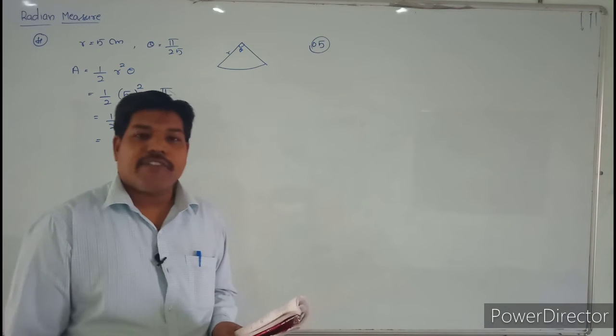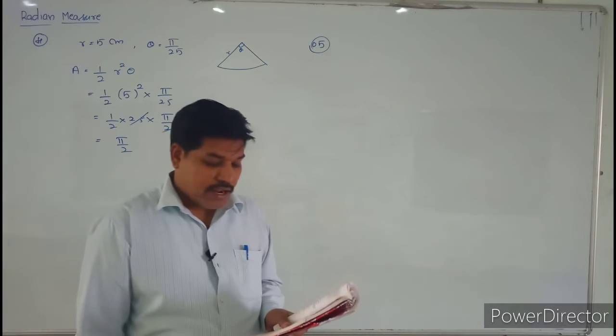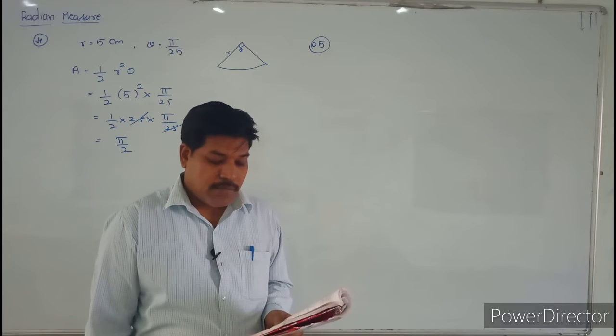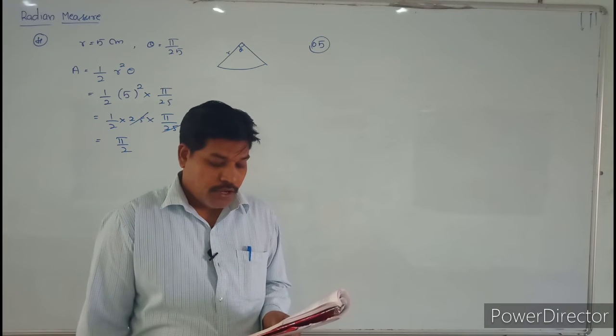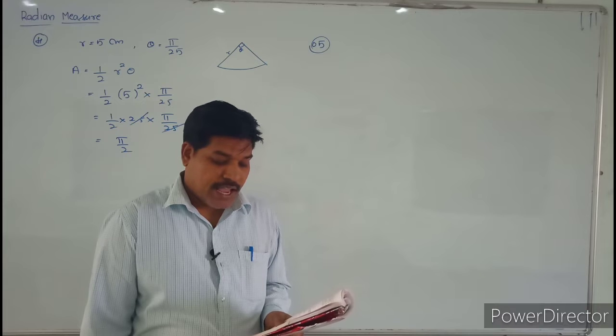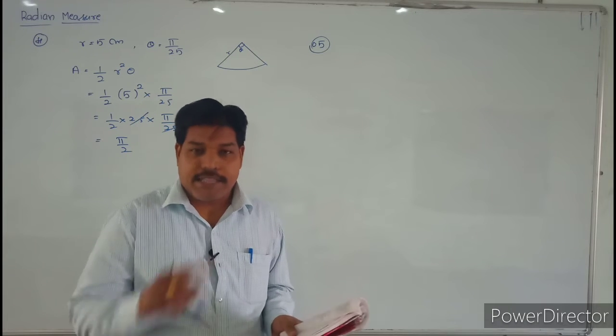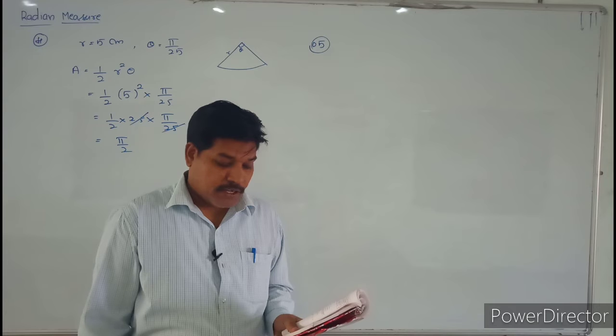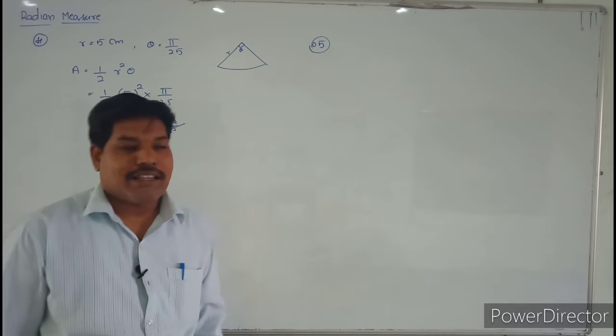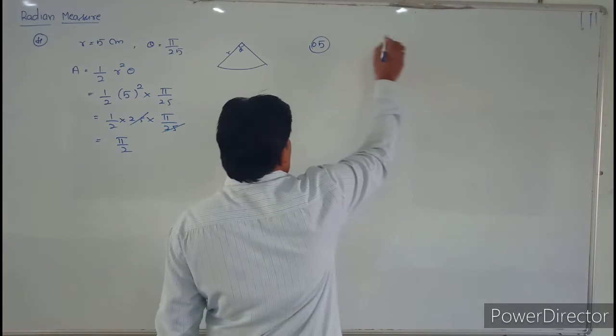Here they are given two circles. They are asking: two arcs of the same length make angles at the center of 25 degrees and 30 degrees respectively. Then what is the ratio of the radii of the circles? So see that question, students, what is given.